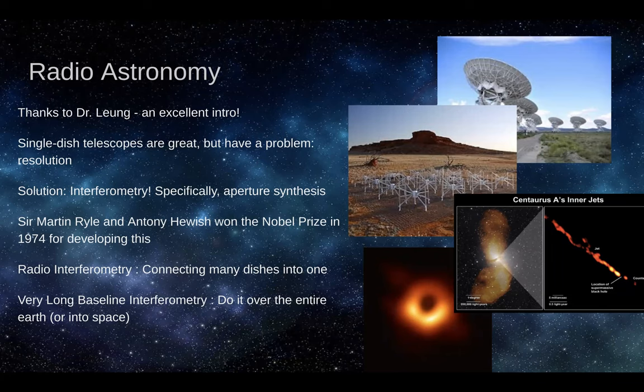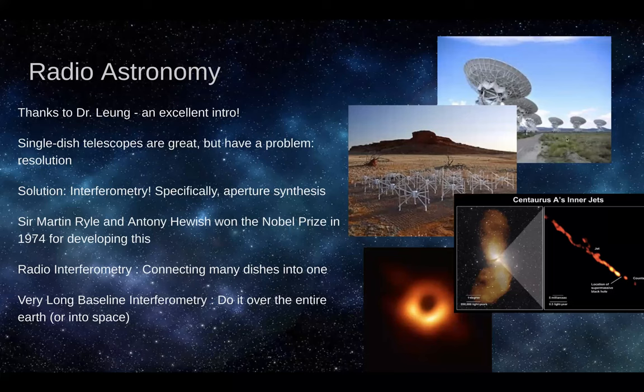Which is funny because we talked a lot about the single dish telescopes last 2 weeks with Dr. Leung, but they actually have a problem, which is that they have a very low resolution, and we'll talk more about that. But basically, the resolution of your telescope is related to the wavelength and the diameter of your aperture. But there is a solution to this. So basically, if you're at centimeter wavelengths, and your dish size is, you know, a few meters across or something, your resolving power is very low. But as I said, there is a solution to this, and this is interferometry, specifically aperture synthesis. And this is a pretty big deal.